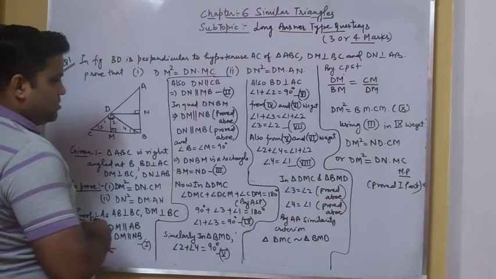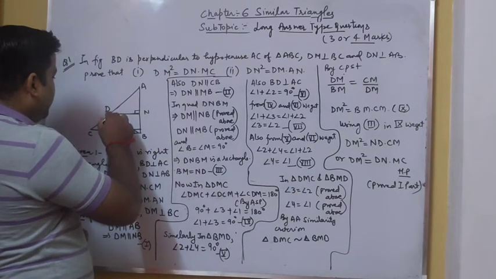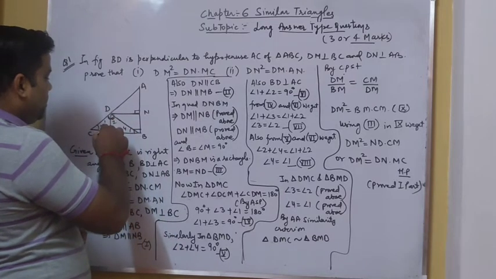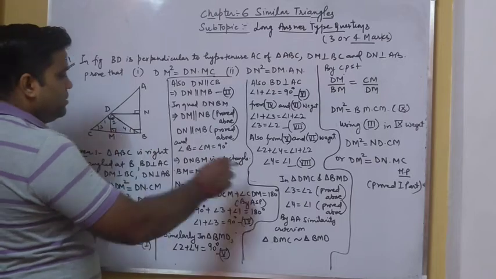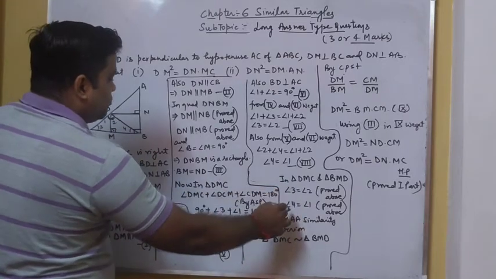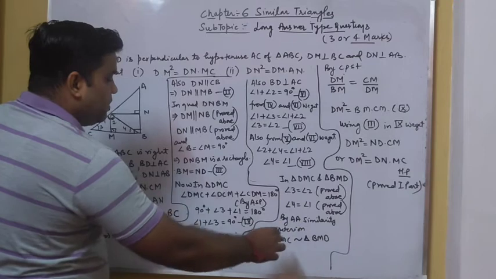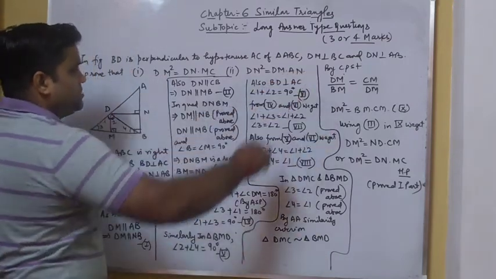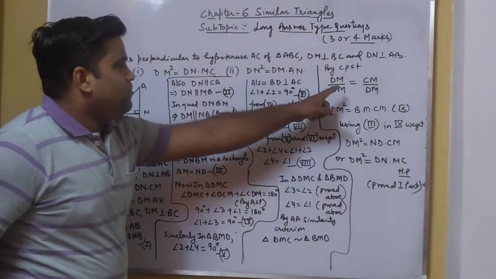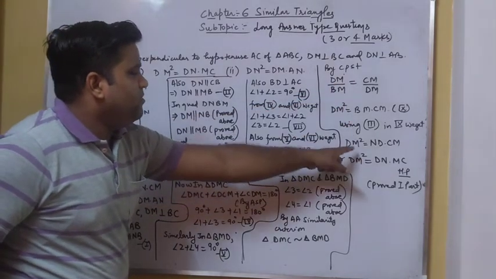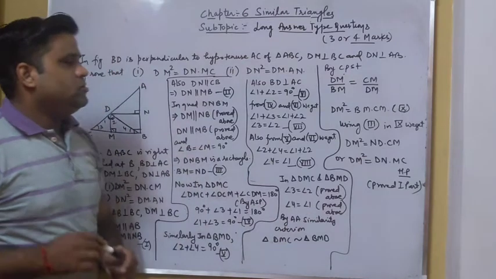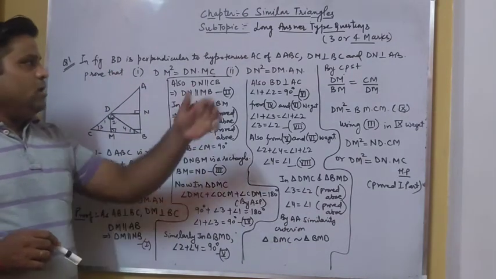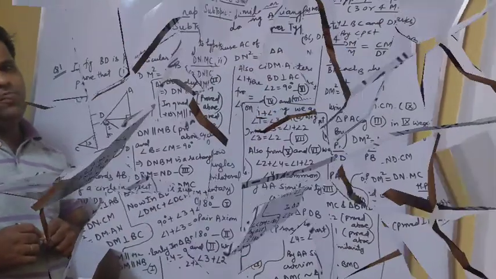Now let us come to triangle DMC and triangle BMD. As we have proved angle 3 equals angle 2 and angle 4 equals angle 1, by the angle similarity criteria we can say that both triangles are similar. By CPST, on applying this property, we get DM square equals DN into MC, which is the required proof of this question. Please do the second part yourself.